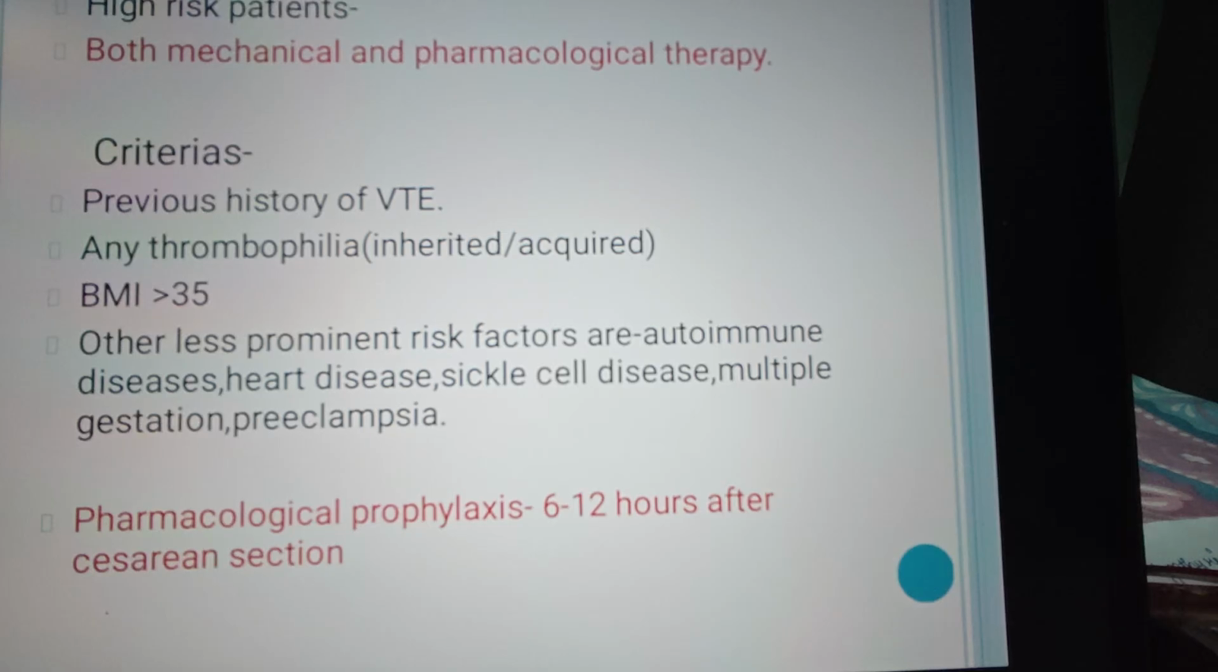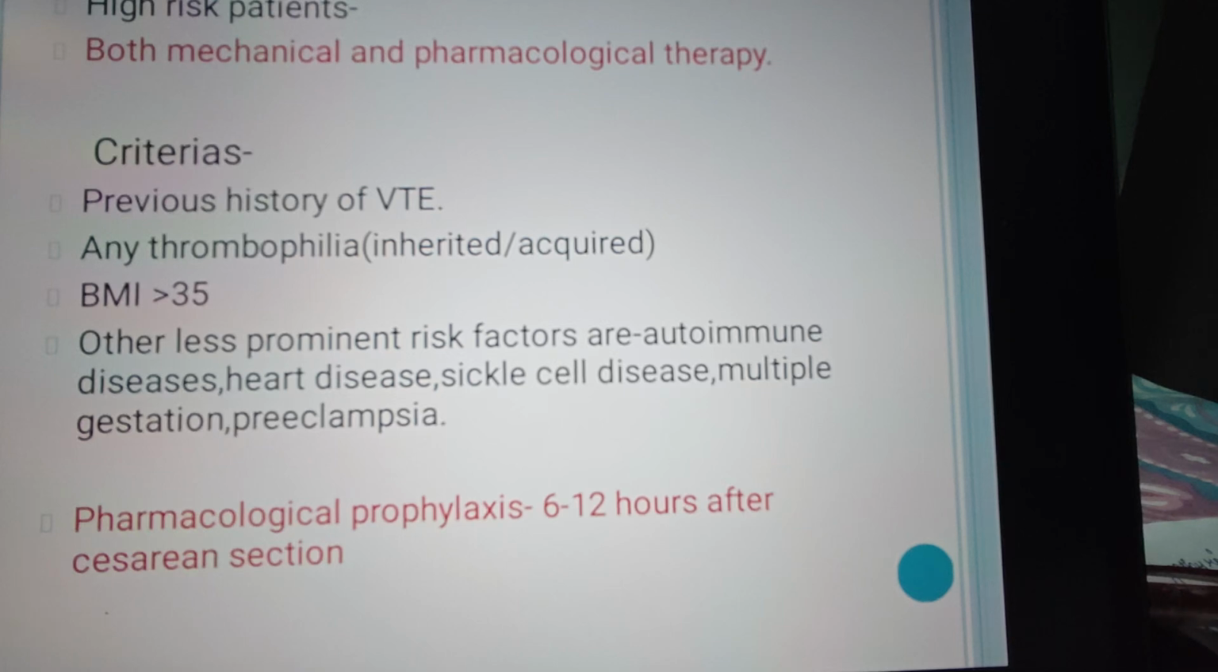While high-risk patient, we have to give them both mechanical and pharmacological therapy. So in what patients do you advise the pharmacological therapy for venous thromboembolism prevention? The criteria include if the patient is having history of venous thromboembolism, any thrombophilia, either inherited or acquired. If her BMI is more than 35, then we have to give her pharmacological therapy. Or the other prominent risk factors like autoimmune disease, heart disease, sickle cell disease, multiple gestation, or preeclampsia. So in twin pregnancy, preeclampsia patient, heart disease patient, autoimmune disease and sickle cell disease, we advise pharmacological therapy.